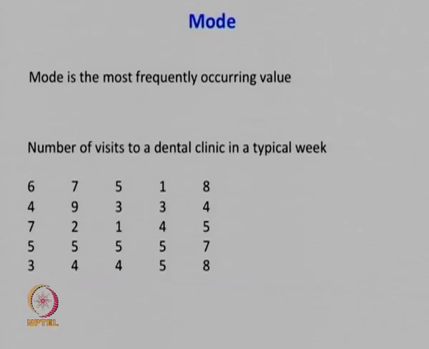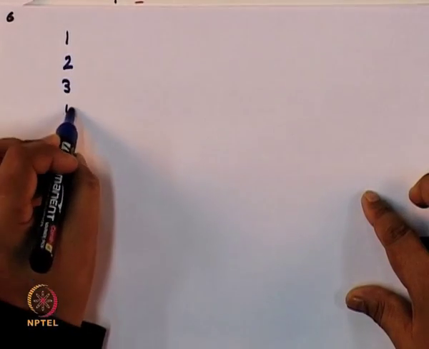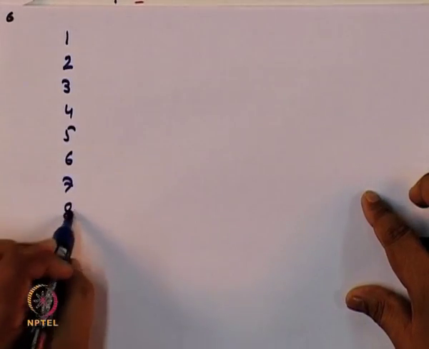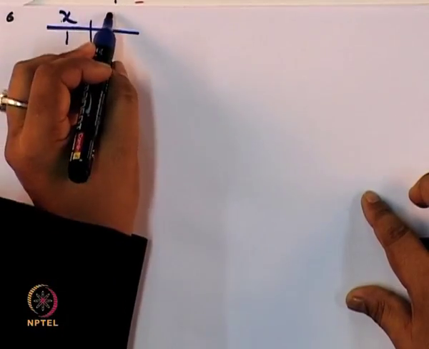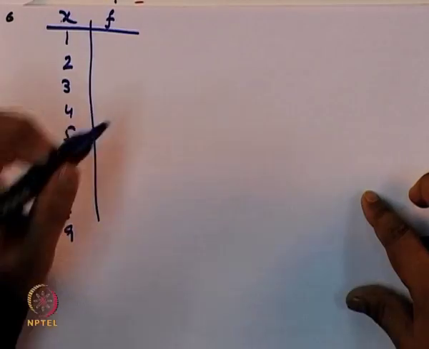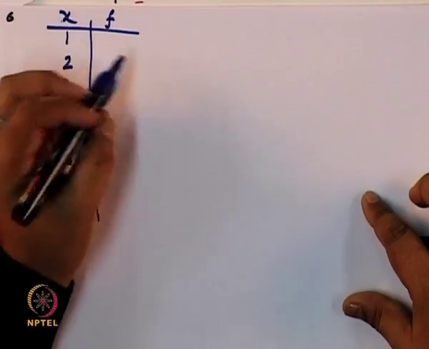Okay. The third metric we had discussed was the mode. Mode is the most frequently occurring value, for example, the number of visits to a dental clinic in a typical week. This is the data. So, how do you calculate the mode? You first find out the frequency distribution. So, we can see that you have 1, 2, 3, 4, 5, 6, 7, 8, 9 as the values. So, this is x and this is my frequency f. I can see that for 1 I have 2.